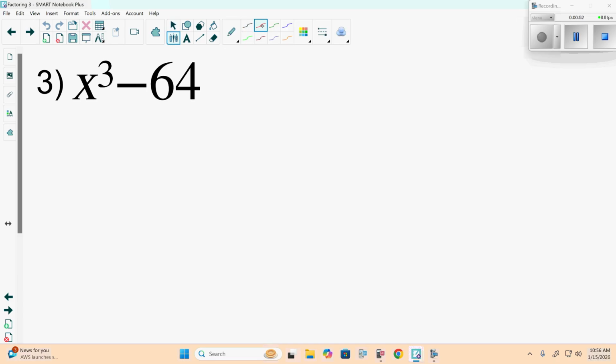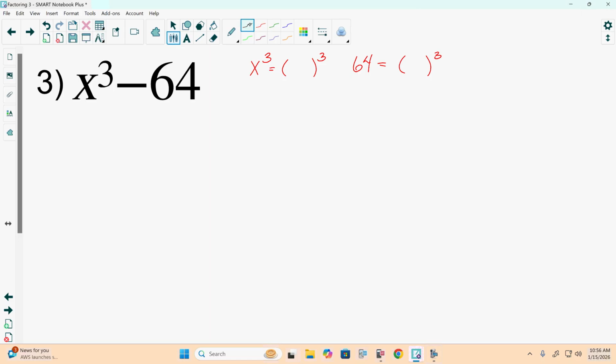And to be able to use this general form, we just need to see what times itself 3 times is our first and second term. So with our x cubed and 64, to find out what value is going to be in place of a and what value is going to be in place of b for the difference of two cubes, we just need to see what times itself 3 times is x cubed and what times itself 3 times is 64.